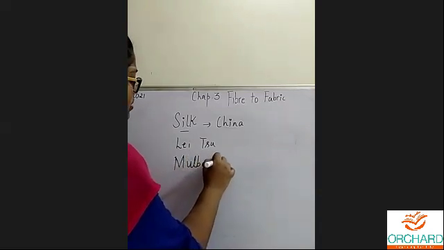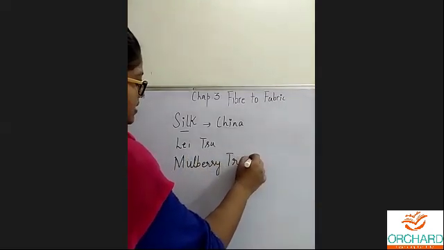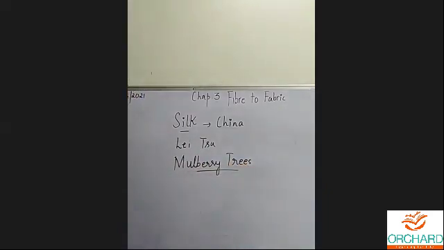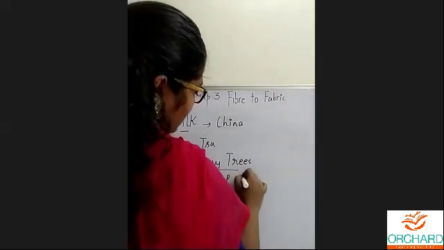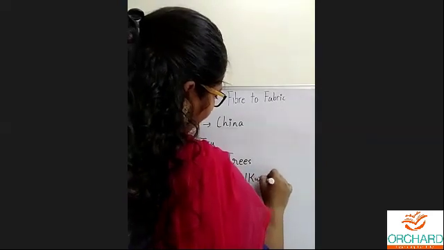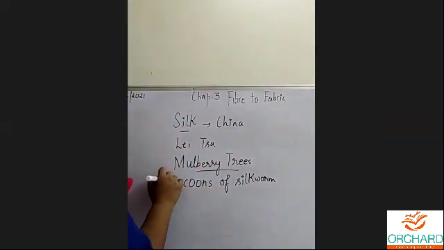Why were mulberry trees planted? Because silkworms are reared in mulberry trees. They eat the mulberry leaves, right? So silk is a natural fiber. It is obtained from the cocoons of silkworm. Right? It is obtained from the cocoon of silkworm.